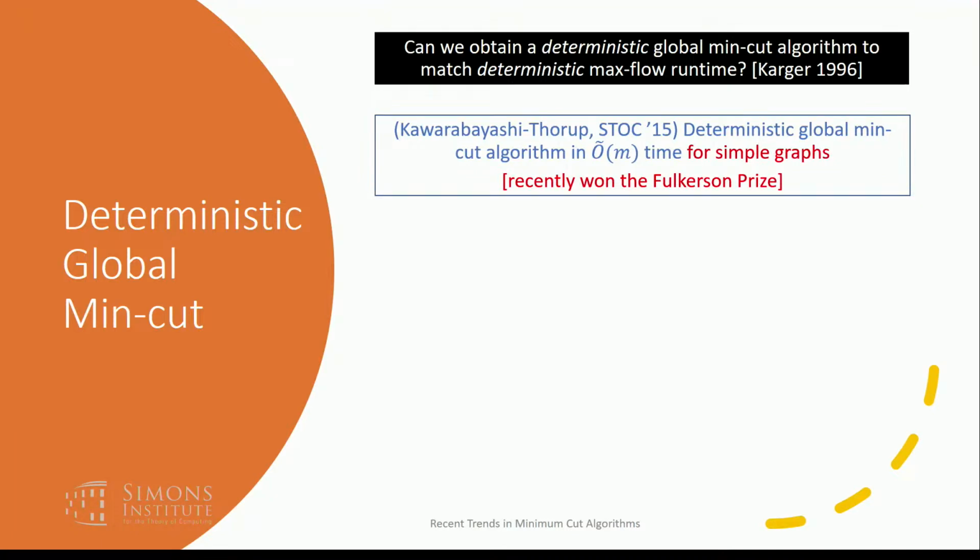So recently, there's been some exciting progress in this area. One classic result, which recently won the Fulkerson Prize, is that deterministic global min cut can be solved in near linear time for simple graphs. These are graphs that are unweighted with no parallel edges between vertices.